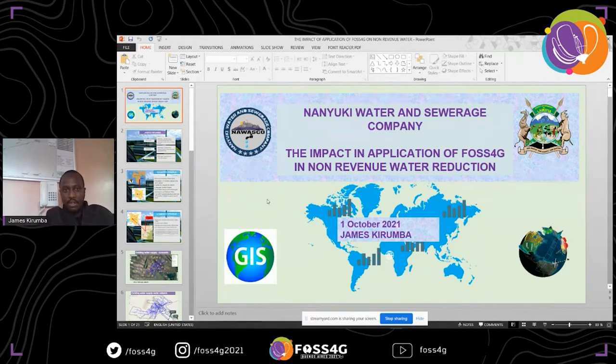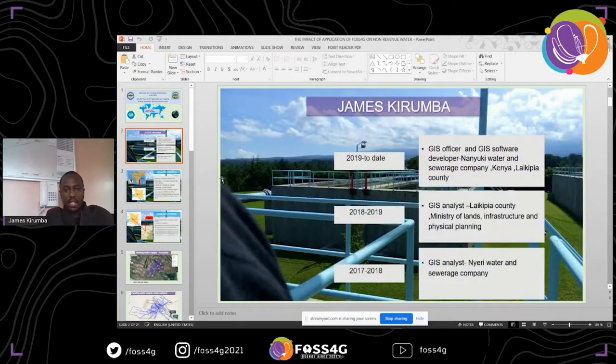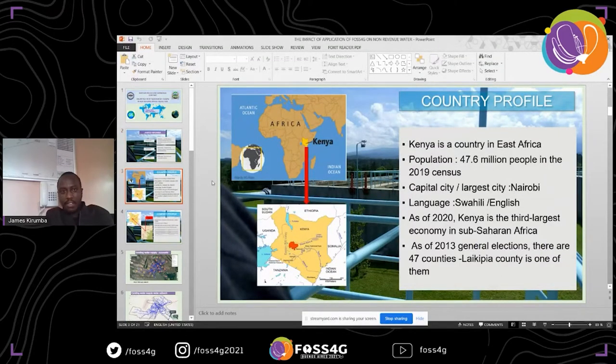So I will do a presentation from Nanyuki Water and Sewerage Company, and the title of the presentation is The Impact in Application of Free and Open Source Software for GIS in Non-Revenue Water Reduction. My name is James Kirumba Jenga. I can start with the introduction. James is a GIS officer as well as GIS software developer in Nanyuki Water and Sewerage Company, in Kenya, Laikipia County. I can go direct to our country profile so that people can understand where is Laikipia or where is Nanyuki Water and Sewerage Company.